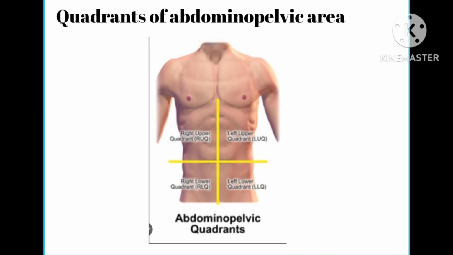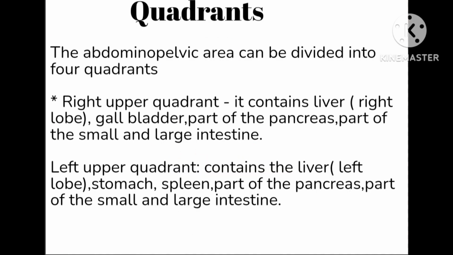Quadrants of abdominopelvic area. The abdomen can also be divided into 4 quadrants known as the right upper, the left upper, the right lower and the left lower quadrants. It is common to see these quadrants abbreviated as RUQ, LUQ, RLQ and LLQ respectively. The abdominopelvic area can be divided into 4 quadrants. First one is the right upper quadrant, RUQ.